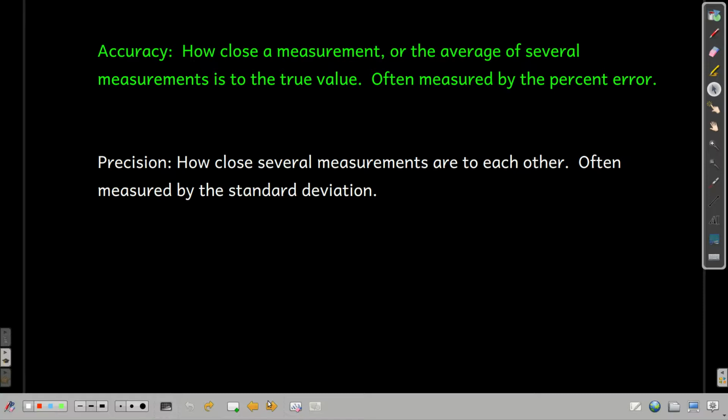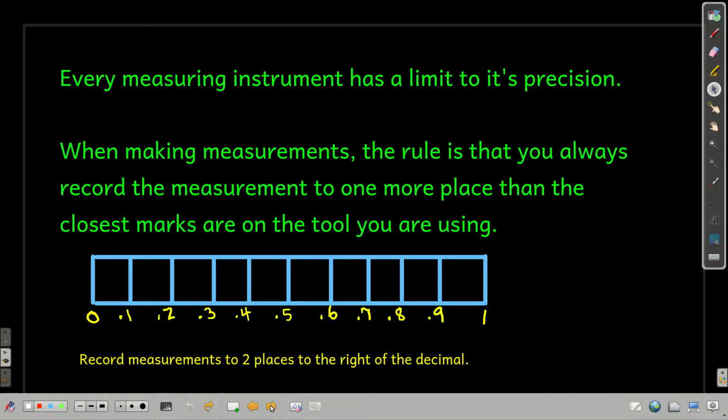Precision, you don't have to know what the true value is. All that's talking about is when you take several measurements, how close they are to each other. That's usually what we mean by precision. A measure of precision is standard deviation, and we'll deal with this in the labs. Every instrument that you use to take any measurement in the lab or anywhere else has some limit to its precision.